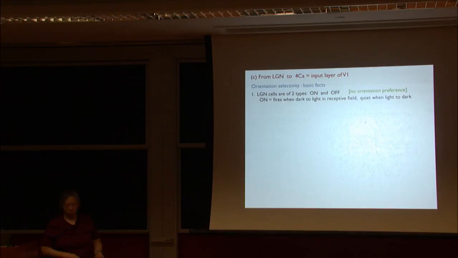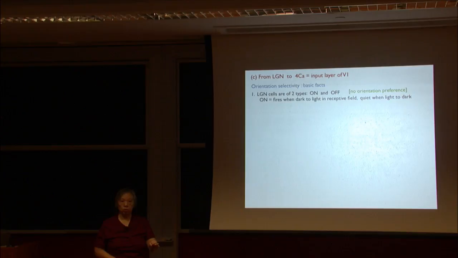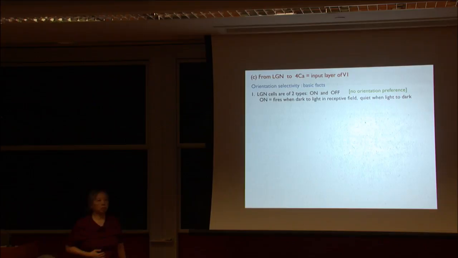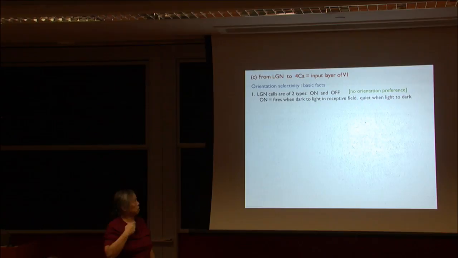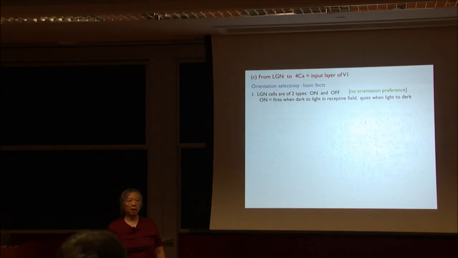Now, I've told you about the individual neurons in 4C, and I've told you about the architecture. The next thing is how does LGN connect to 4C alpha? A little bit of background that I want to explain: in 4C alpha, the most important property besides knowing the location, this retinal topic map, is orientation selectivity. I'm going to write OS for orientation selectivity, meaning that each 4C neuron prefers some edges.